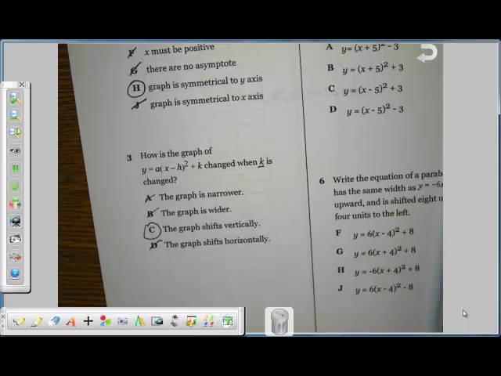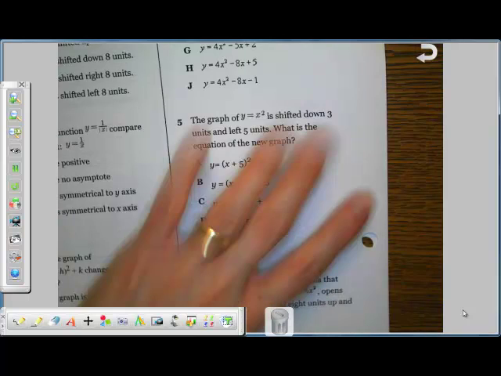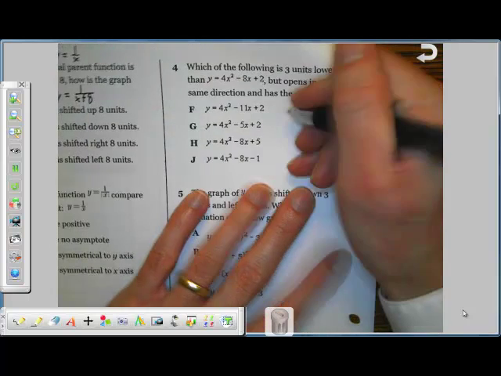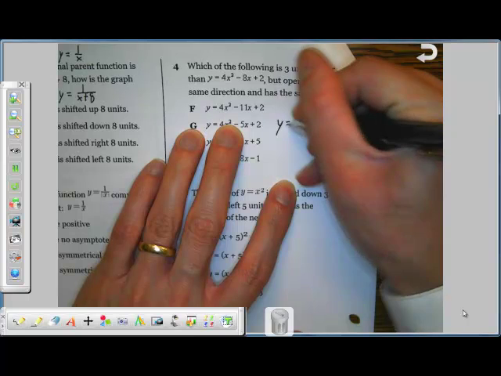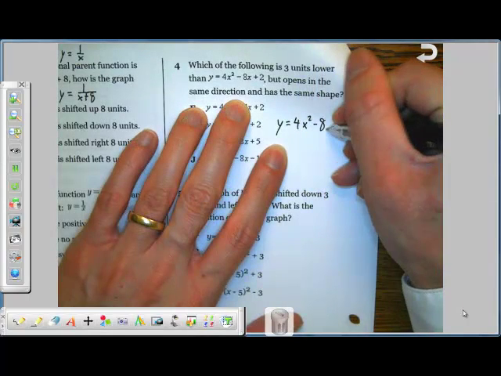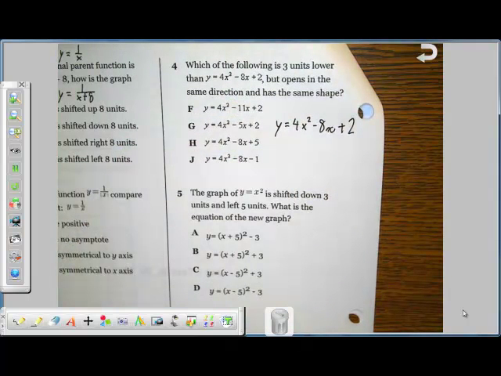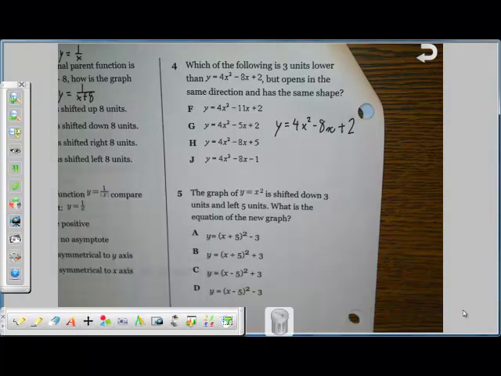Now, let's take a look at number 4. So they gave you a graph of y is equal to 4x squared minus 8x plus 2. And we are going to shift this 3 units lower. So we are going to subtract 3, right?